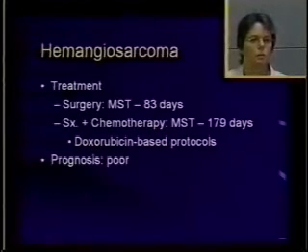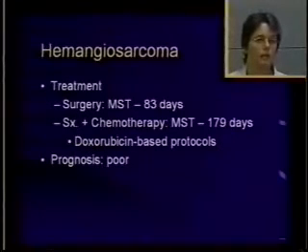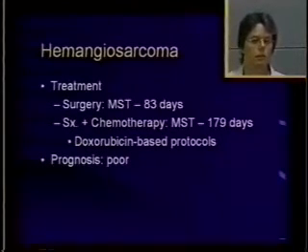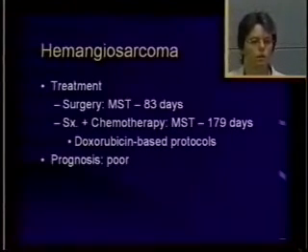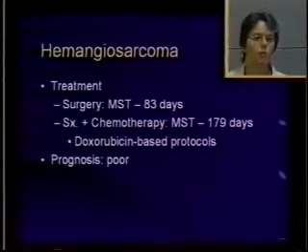Surgery alone in the treatment of hemangiosarcoma carries a median survival time of about 83 days. Surgery plus chemotherapy does prolong the median survival time to 179 days. Most of these chemo protocols are doxorubicin based, but again, you're talking about somewhere between 4 and 6 months, and so for some owners that's not feasible, and so they should know going into whatever treatment protocol they elect, whether it's surgery alone or surgery plus chemotherapy, that the long-term prognosis for their pet is actually pretty poor.